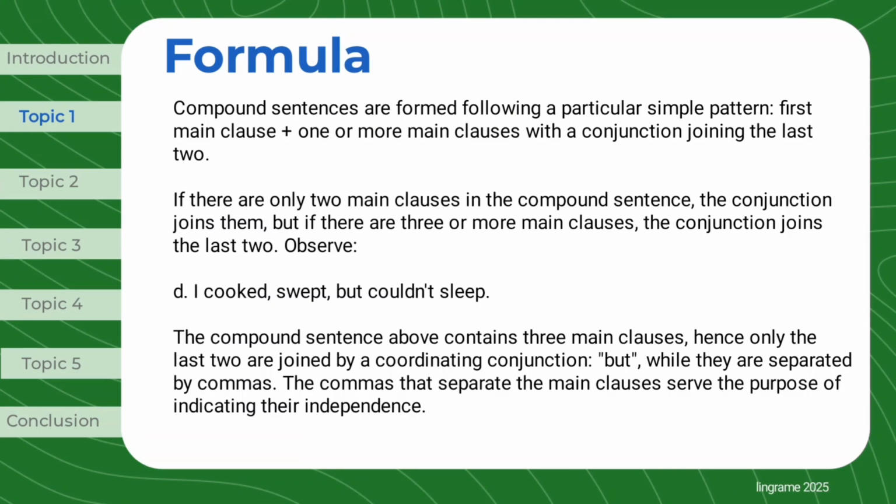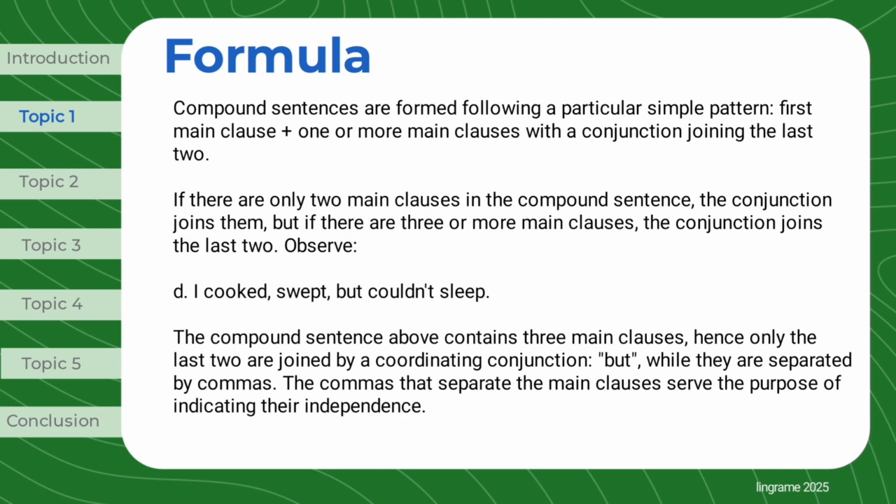Formula for forming compound sentences. Compound sentences are formed following a particular, simple pattern: first main clause plus one or more main clauses, with a conjunction joining the last two. If there are only two main clauses in the compound sentence, the conjunction joins them, but if there are three or more main clauses, the conjunction joins the last two.